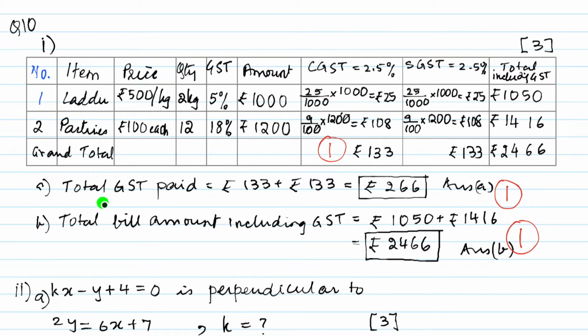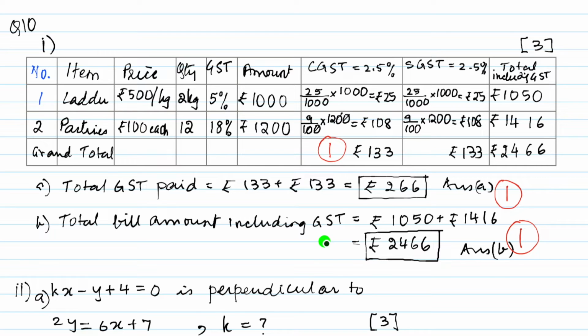Now the total GST was our A part. So total GST would be, CGST total was 133, SGST total was 133. So 133 plus 133 equal to rupees 266. And the total amount including GST was this plus this, that is 2466, and that is our answer. So we get 1 mark for this and 1 mark for this and for our calculations over here. Okay, so that's how we get 3 marks for this.